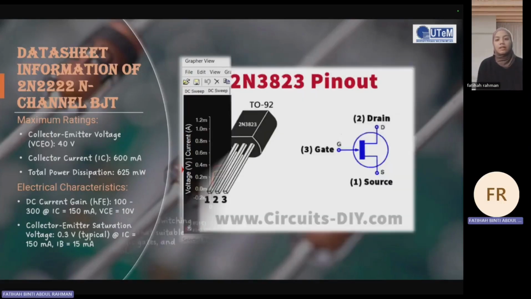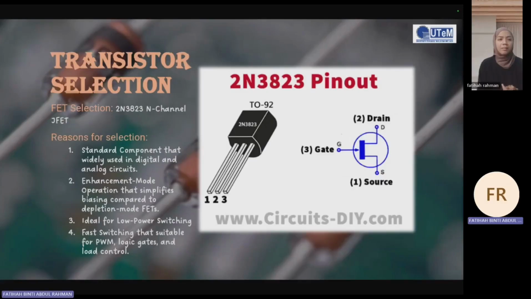Next is FET transistor selection, which is the FET selection. For the field effect transistor, we selected the 2N3823 N-channel JFET. We chose this because it is a standard component used in both analog and digital electronics. It operates in enhancement mode, which makes biasing easier. It is ideal for low power switching applications. It supports fast switching, which is useful in PWM control, logic circuits, and load management.